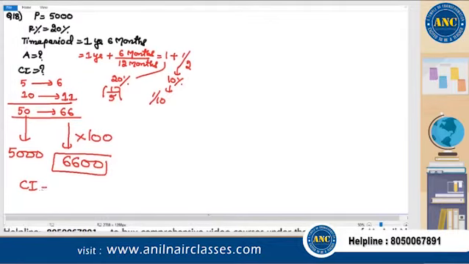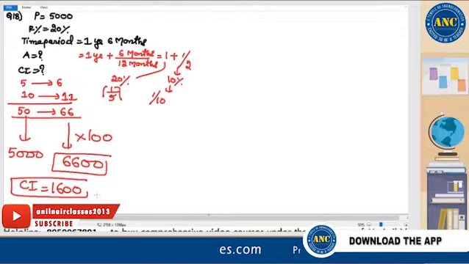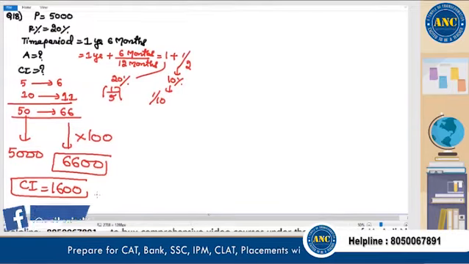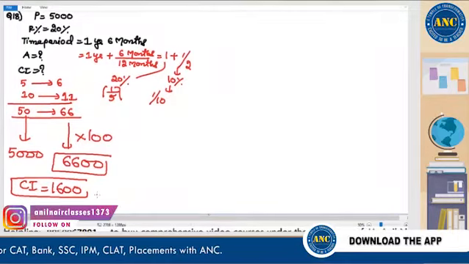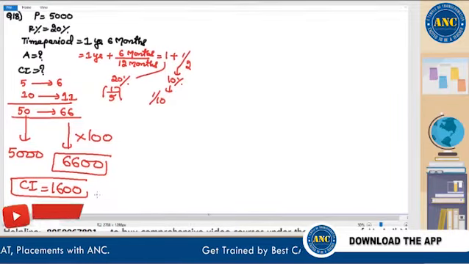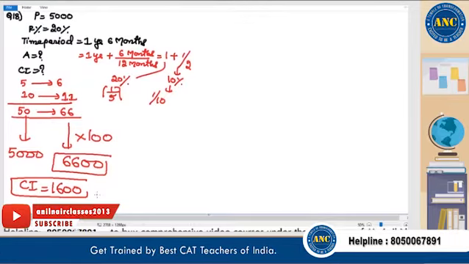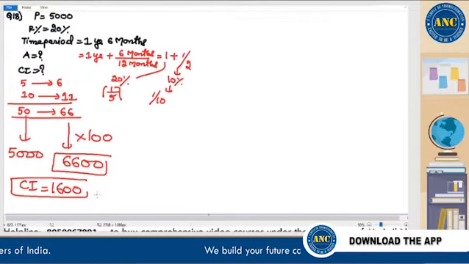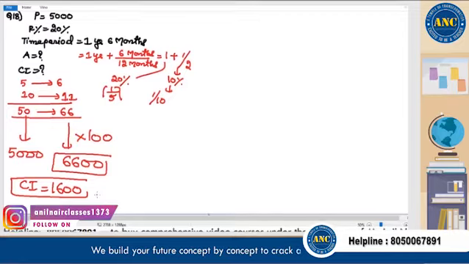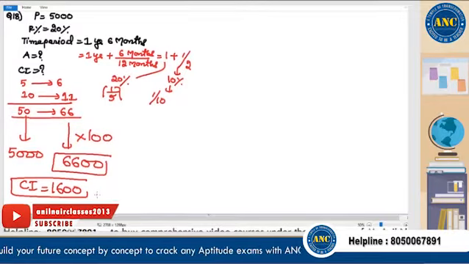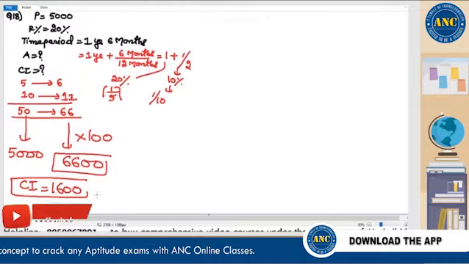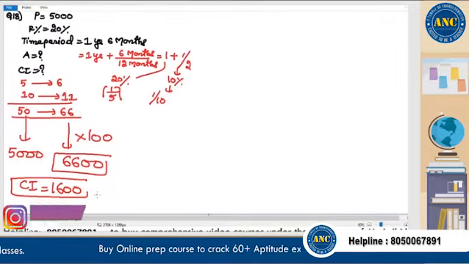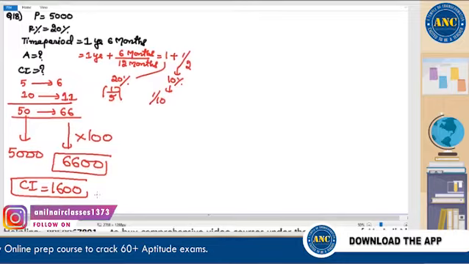Principal is 5000, R is 20%. Time period is 1 year 6 months, which is 1 year plus half. So for the first year it is 20%. For the second half it is 20 by 2, 10%. 20% is 1 by 5, 5 plus 1 more is 6. 10% is 1 by 10, 10 plus 1 more becomes 11. 5 tens are 50, 6 elevens are 66. Question is, 50 is becoming 5000, 66 will become how much? Into 100. CI is 1600 and amount is 6600.